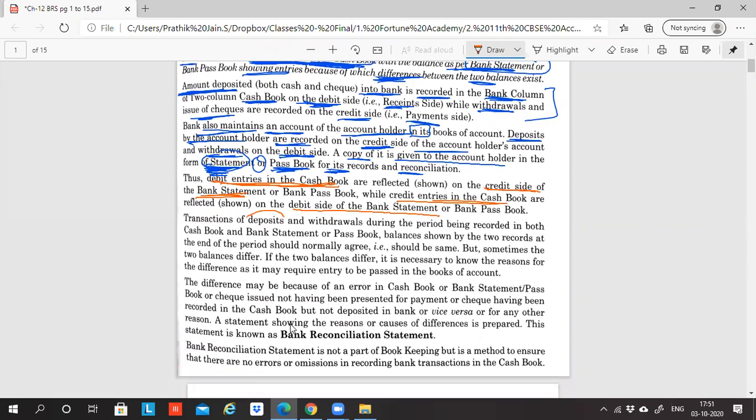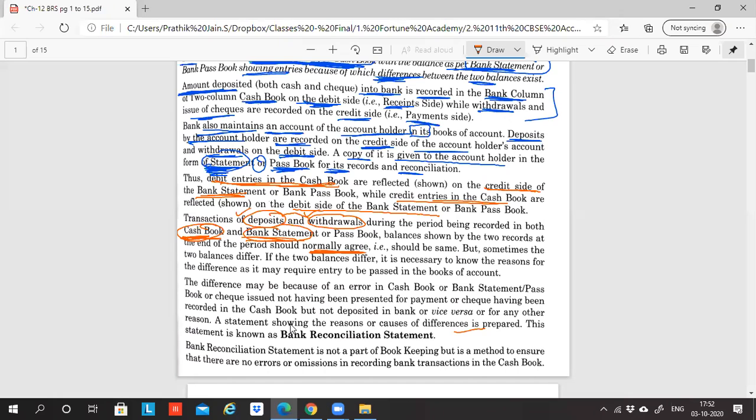Transactions of deposits and withdrawals during the period being recorded in both the cash book and the bank statement, the balances shown by the two records at the end of the period should normally agree. What they are trying to tell you is, whenever you deposit or withdraw any money, both transactions are recorded in the cash book and in the bank statement. If all 10 transactions are recorded in both, can I say that normally the balances should agree? The balances will match or not?